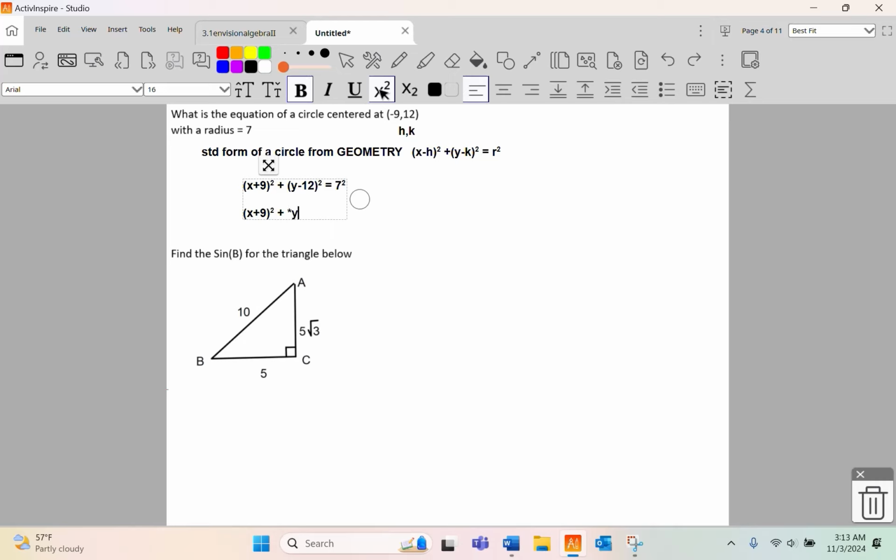Circles are like super easy. Super duper easy. Anyway, 7 times 7 has always been 49.